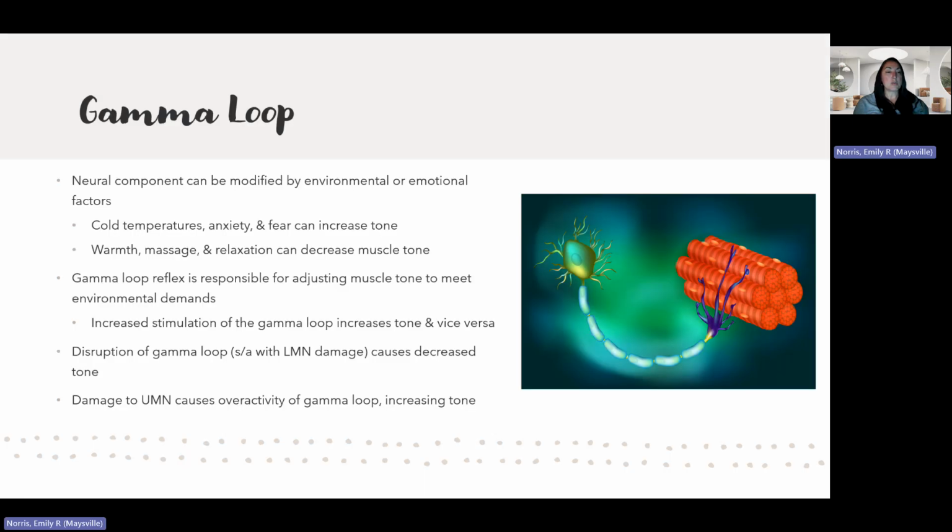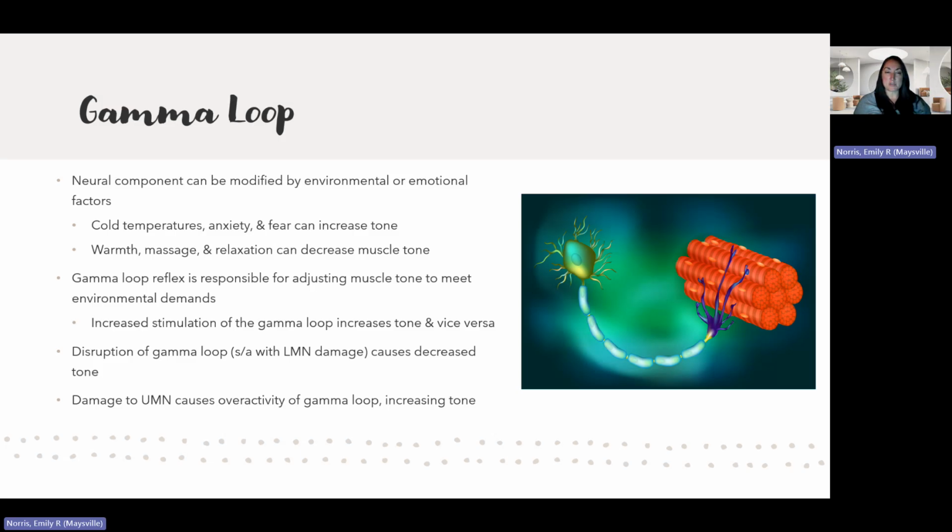Gamma loop, this is the neural component that can be modified by the environment or emotional factors. For example, your muscle tone increases when it's cold or when you're anxious or scared. On the opposite side, your muscle tone can decrease when you're in a warm environment, with massage, or with relaxation of the brain and of the body. So these are things to consider whenever you're helping somebody who has high muscle tone relax, or somebody who's kind of weak gain some muscle tone.